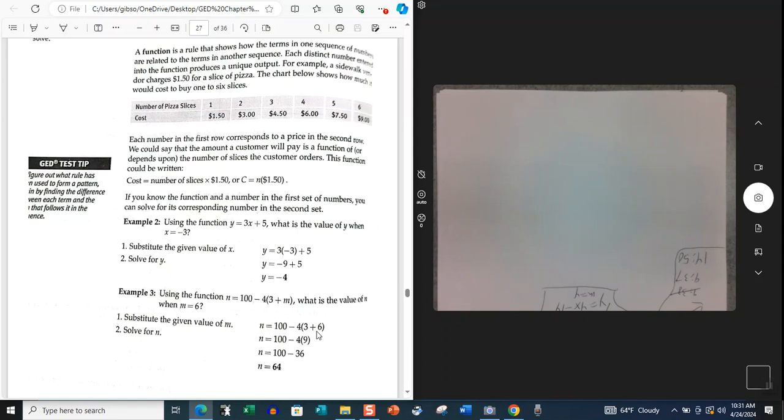So we'll do the parentheses first. 3 plus 6 is 9. So we have 100 minus 4 times 9 is 36. 100 minus 36 is 64.